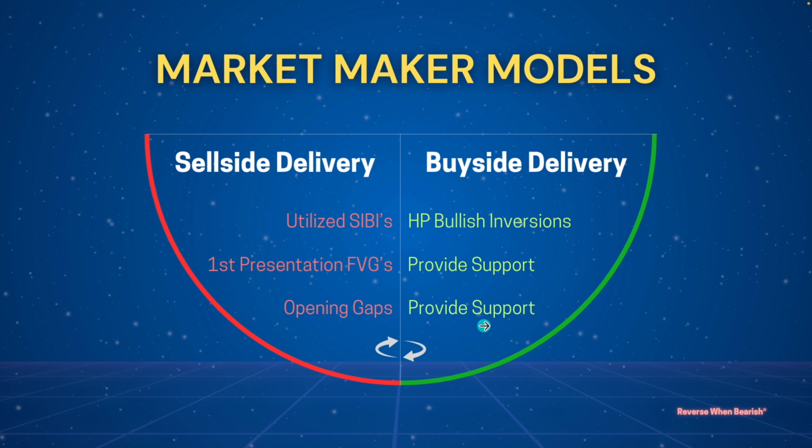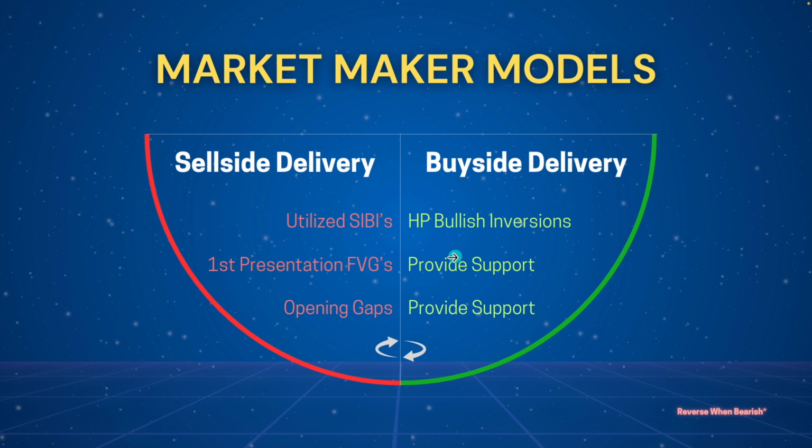So an important fundamental aspect for this to occur, and for us to understand and ultimately be able to utilize this in our own trading, is that the bodies tell the story. We want to see bodies close above opening gaps. We want to see bodies close above first presentation fair value gaps. We want to see bodies close above utilized SIBIs, becoming a high probability, HP of course, bullish inversion. And of course, we want to reverse this logic when we're in bearish scenarios.